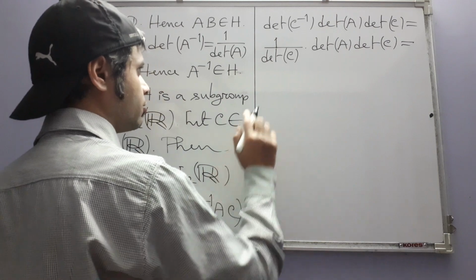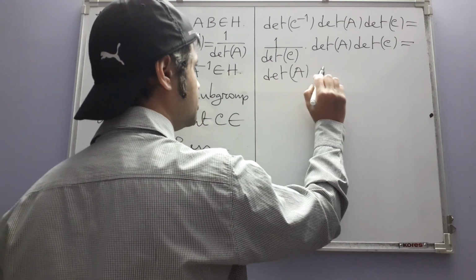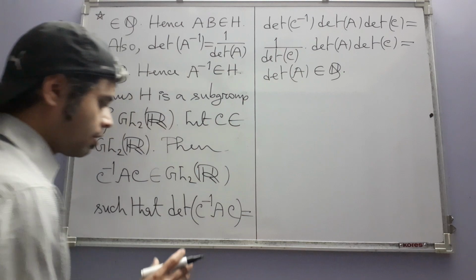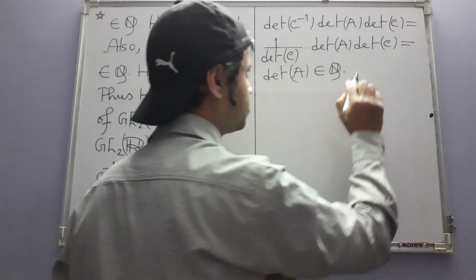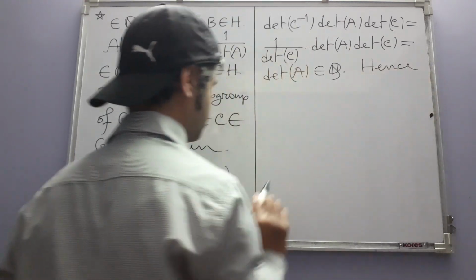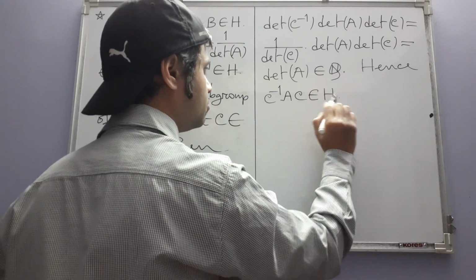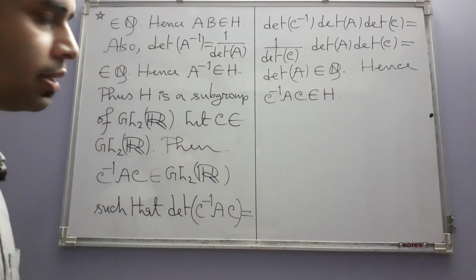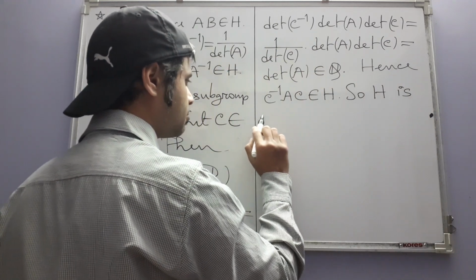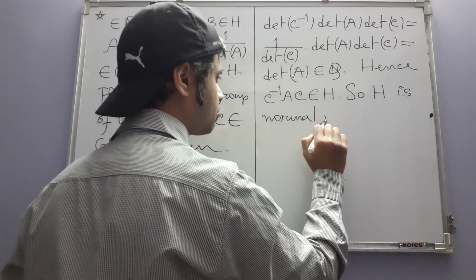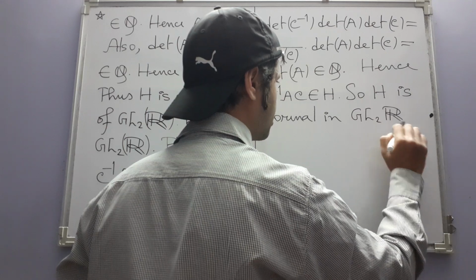And this 2 of course is going to give us 1. That means we will be left with the determinant of A, which we know is a rational number. So after all, this determinant is nothing but the determinant of A itself, which is rational. Hence, C inverse A C belongs to H. So H is actually normal in our group, the general linear group.